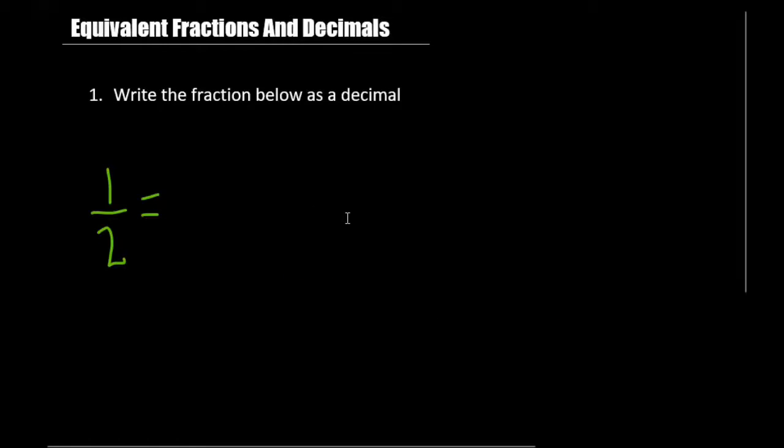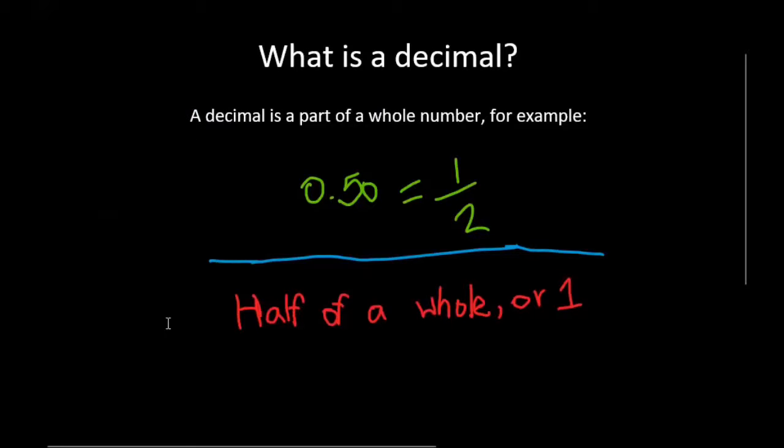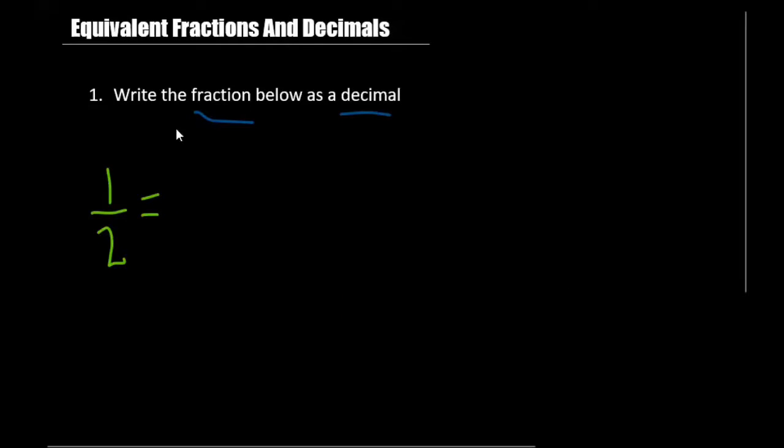Our first question is, write the fraction below as a decimal. So we have 1/2. As I said in the slide, 0.50 is equal to 1/2, because 1/2 is half of a whole, and in our case, 1 is our whole. So 1 divided by 2 is equal to 0.50. So our answer is pretty simple over here. It's 0.50.